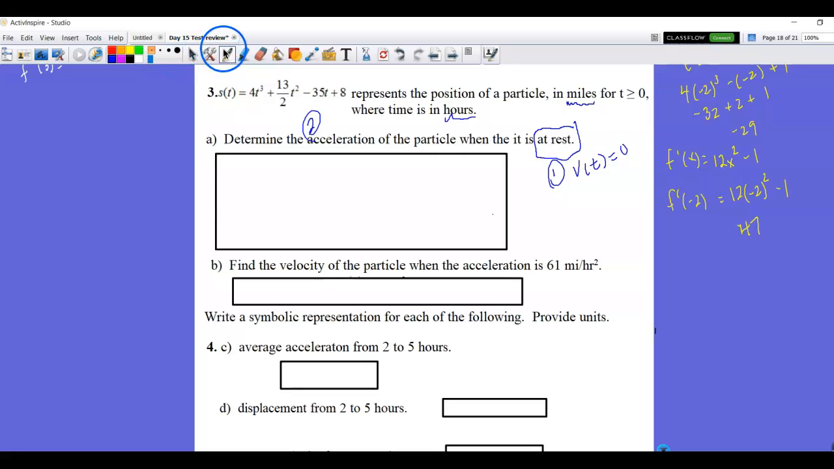I'm going to determine the velocity function by taking the derivative of position. So v of t, using the power rule, is 12t squared plus 13t minus 35. That is my velocity function. I'm going to set that equal to 0, and I'm going to need to factor that.